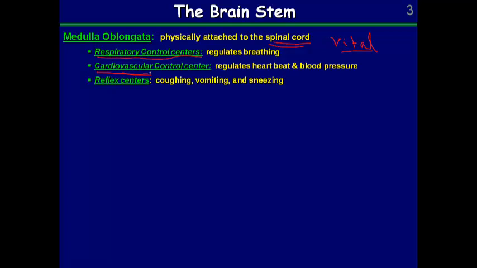There are also some reflexes that are emanating from your medulla oblongata, but by far the most important functions are these first two: respiratory control and cardiovascular control.